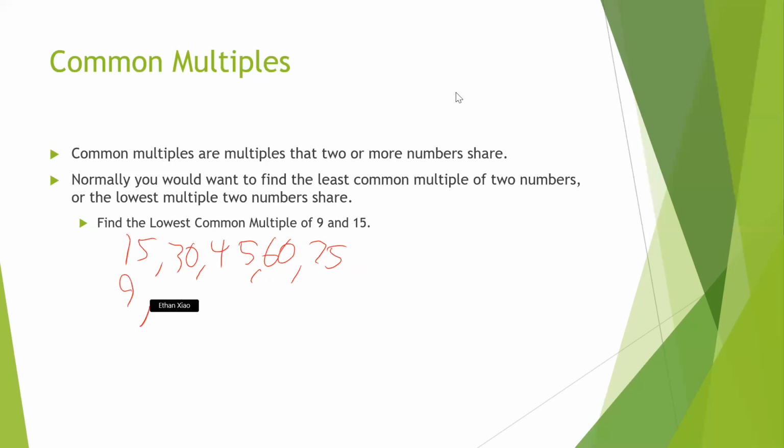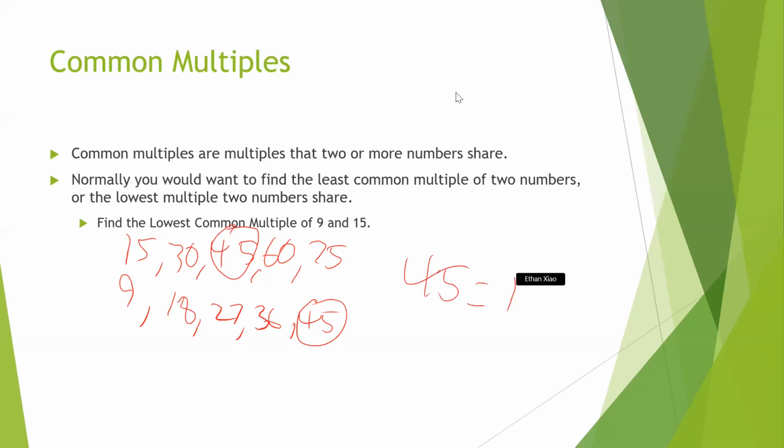And next we just do 9. So 9, 18, 27, 36, 45. And now we know that 45 is in both lists. And since 45 is the lowest number that both of them share, that means 45 is the LCM.